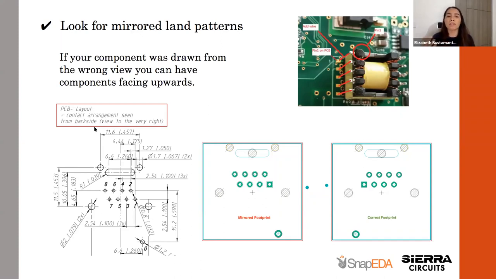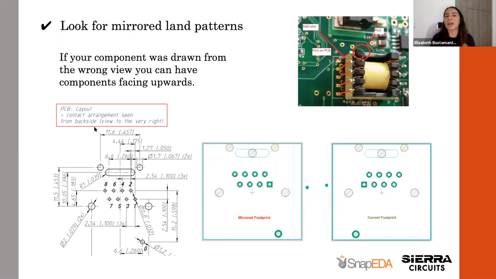If you want to understand if it matches or if it's correct, you can try to find a 3D model that is available, and try to match the 2D and the 3D model. That's something that we do internally. And one thing that is worth mentioning is that most vendors draw these PCB footprint layouts based on the top view.